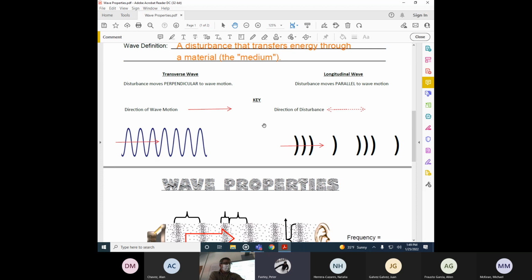Okay, so for the longitudinal wave, this is the easy one. The disturbance is in the same direction as the wave is moving. It's parallel. So I'm going to show my disturbance that made this sound wave like that. Does that make sense? It's vibrating back and forth in the same direction as the wave. Is that okay?